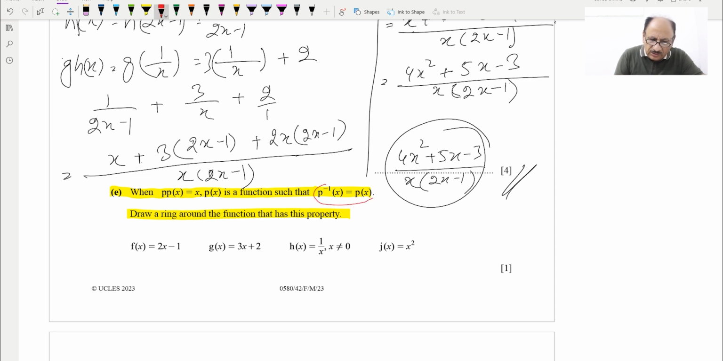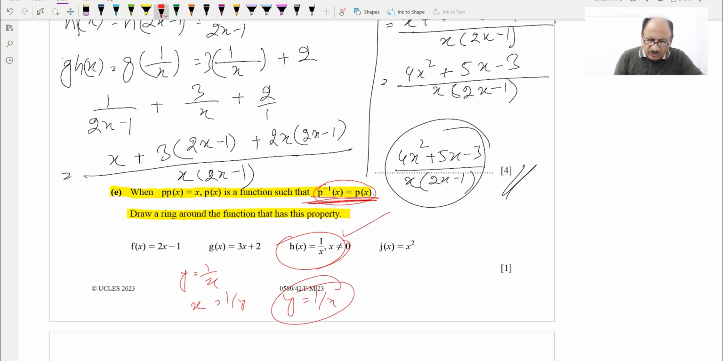They are telling us that we'll have to choose a function in which the inverse and the function should be the same. So if we check this, h of x is equal to 1 over x. If we try to find the inverse, y is equal to 1 over x, and swap x and y, so it will be x is equal to 1 over y, and then swapping again we get y is equal to 1 over x. So this is basically the function which is its own inverse. Others do not have the same inverse, so we'll be circling this. This is for 1 mark.